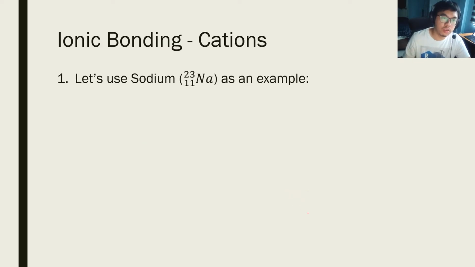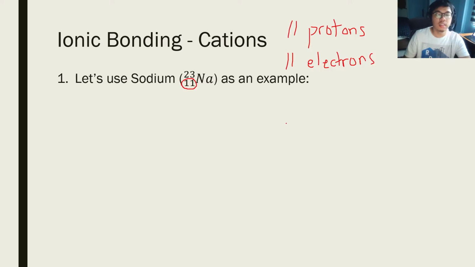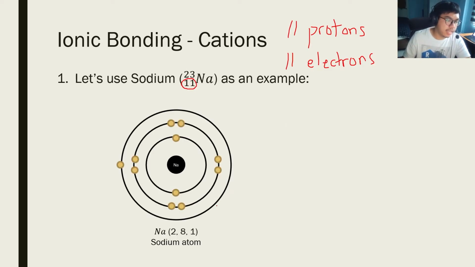Let's use sodium as an example. Sodium has 11 protons and 11 electrons. How do I know that? I know that by looking at the proton number here. So this is what the electronic structure of a sodium atom looks like. It's arranged in the formation of 2, 8, 1. And if you add that together, 2 plus 8 plus 1, that is equal to 11.